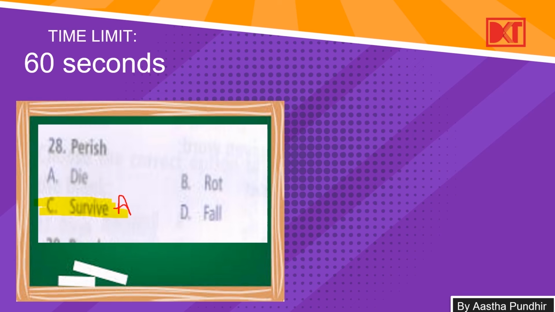The other ones, A. Die could be a synonym. Rot again, something that has gone bad. Fall could be in a synonymous sense. In some sense, it could be used as a synonym. Okay, pretty easy.